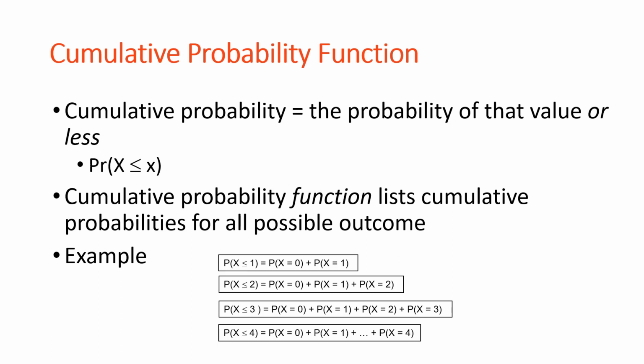And the probability that x is equal to or less than 2 is equal to the probability that x is equal to 0 plus the probability that x is equal to 1 plus the probability that x is equal to 2. If you want to calculate the probability of x equal to 2, you need to subtract the probability of x equal to or less than 1 from the probability that x is equal to or less than 2.